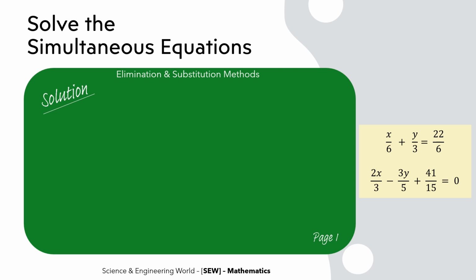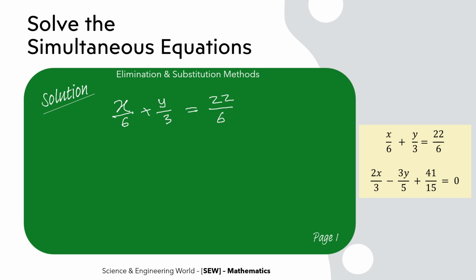The first thing I always want to do looking at this is to make the two equations to look very similar. And how is that? By putting the variables on one side and putting the constants on the other side. x over 6 plus y over 3 equals 22 over 6. Now this expression is good because you have the variables on one side and the constant on the other side. But the second expression needs to be rearranged.